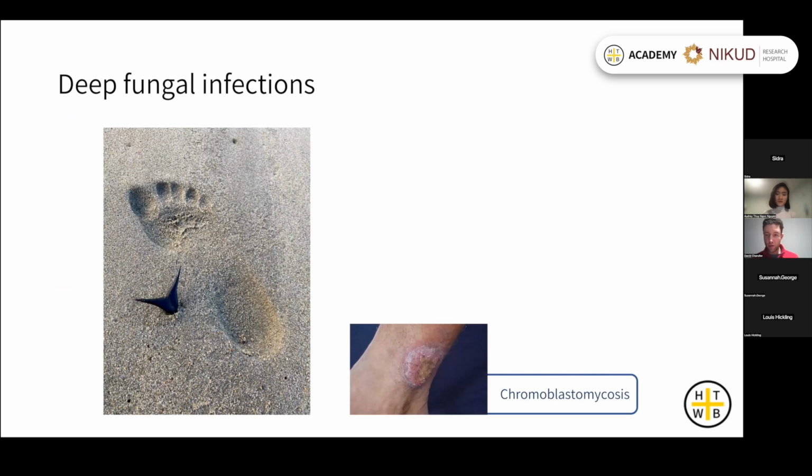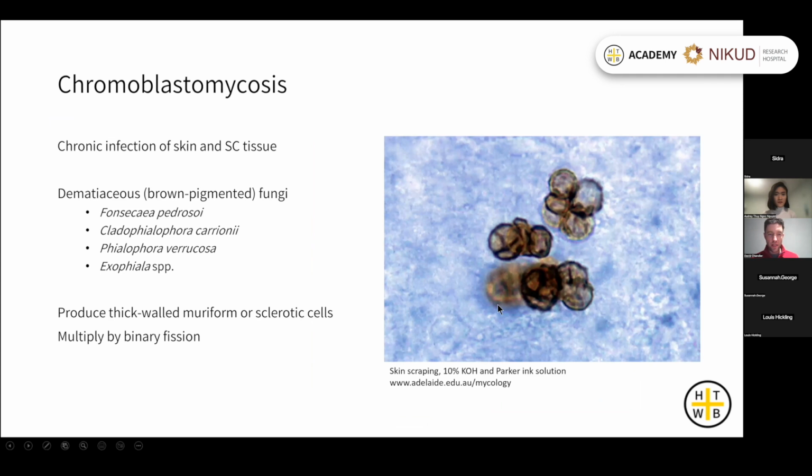Okay, and then chromoblastomycosis. This is caused by various species of pigmented fungi, usually Fonsecaea and Cladophialophora are the most common. And the diagnosis here is made on microscopy or on a biopsy when you observe these muriform cells or sclerotic bodies, as they're sometimes called. They're thick-walled, pigmented structures that you see in the host.